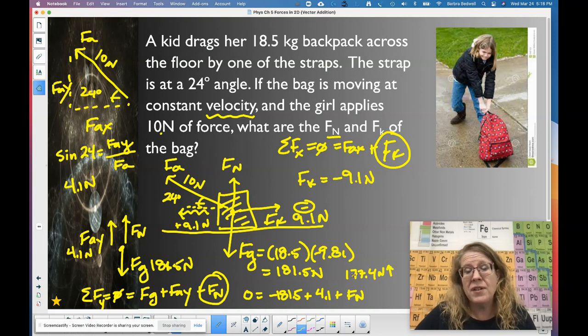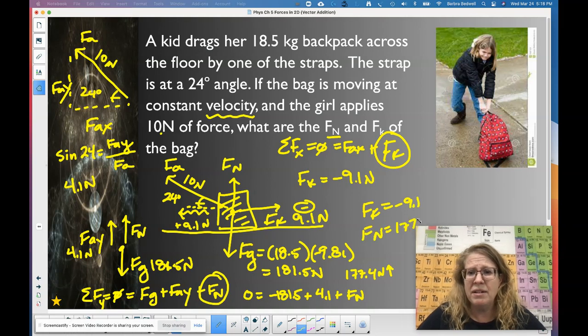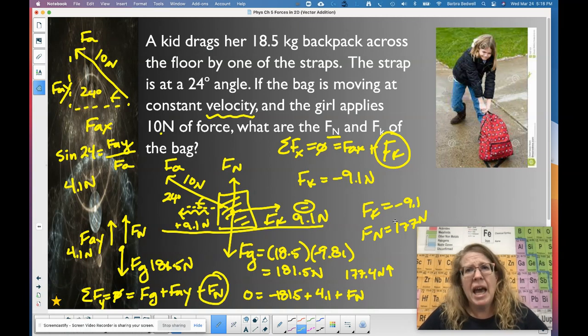In 2 sig figs, this ends up being 180 in the upwards. I know that looks basically the same because she's not lifting it that much, but it is slightly different in terms of the upwards. So our Fk was equal to negative 9.1. Our Fn is now 177 newtons. There we go. They're in opposite directions, and we can figure out the coefficient of friction between those two.